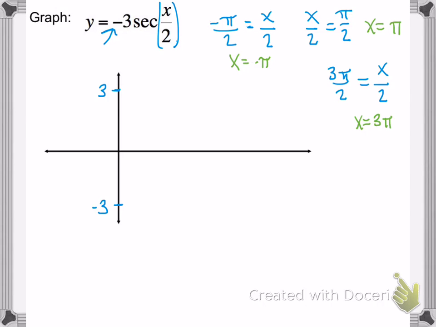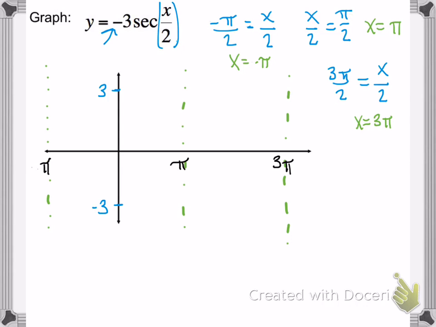Alright, so after taking what I have in the parentheses, x divided by 2, and setting it equal to each one of my vertical asymptotes for secant, I was able to solve for x and get x to equal -pi, +pi, and x to equal 3pi. Now those are my vertical asymptotes, so I'm going to go ahead and draw those in, and then label them accordingly as well. So -pi, pi, and 3pi.